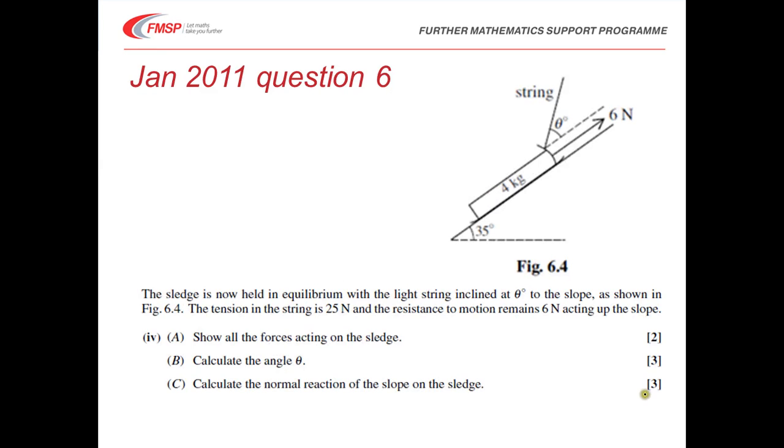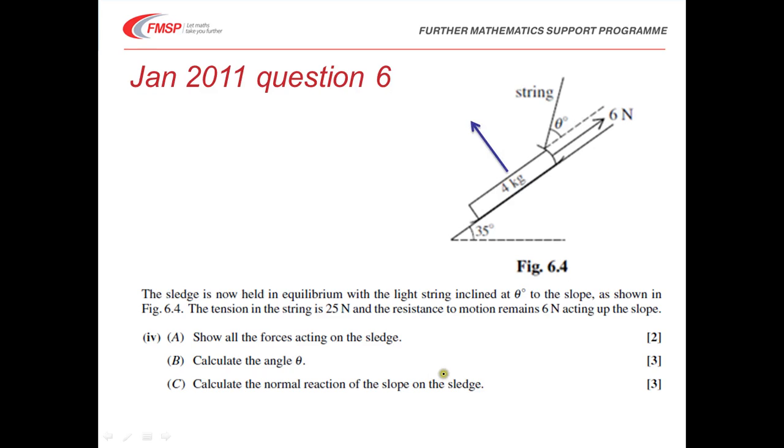Final part of the question. The sledge is now at equilibrium, same as part 3, but now the string is at an angle. Tension in the string is 25, same resistance to motion of 6 acting up the slope, and we have to show all the forces acting on the sledge to start off with.